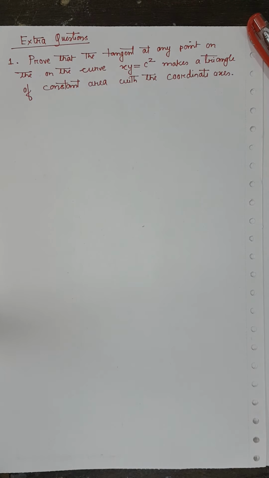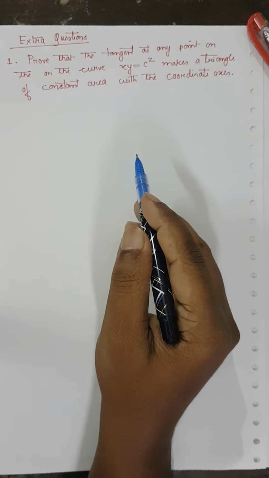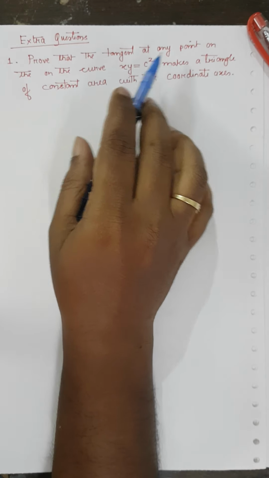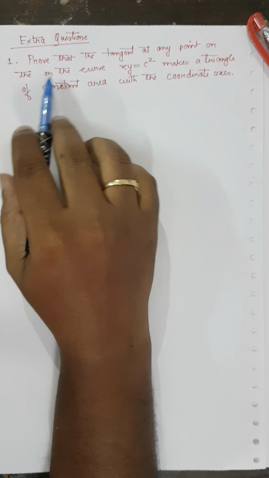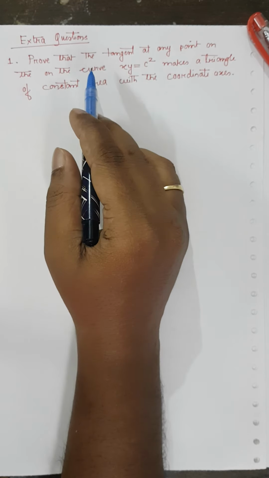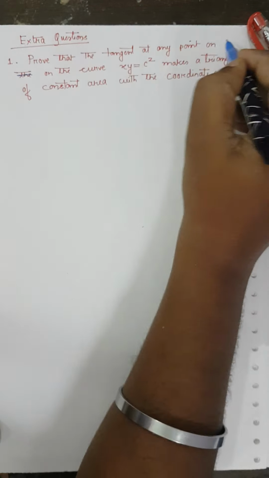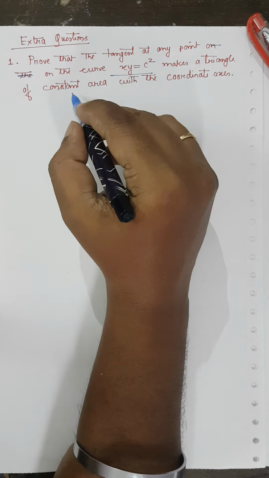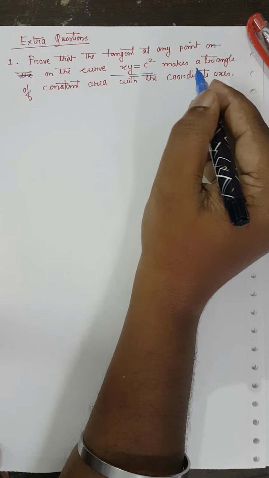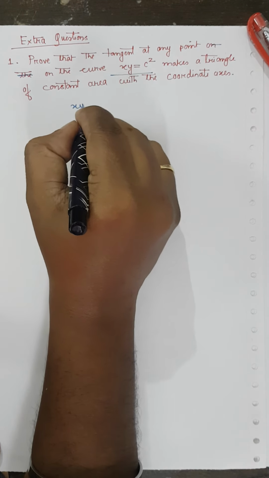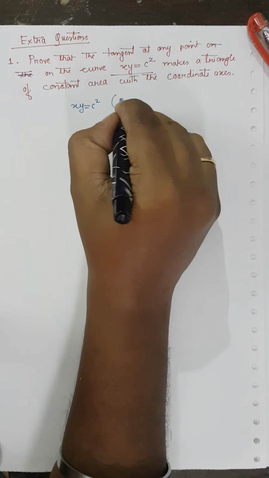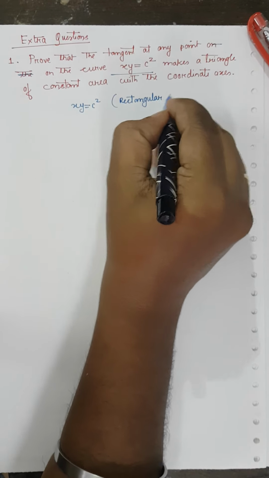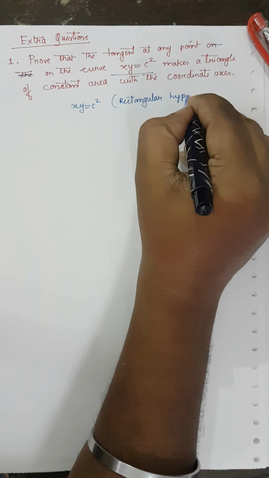Now we'll discuss some important problems from other books. Prove that the tangent at any point on the curve xy = c² makes a triangle of constant area with the coordinate axis. See, the curve xy = c² is called rectangular hyperbola.